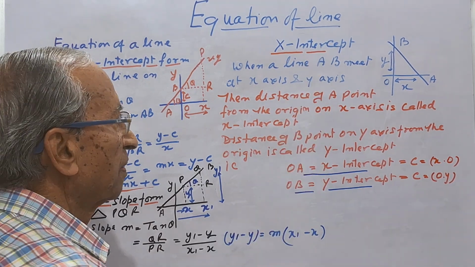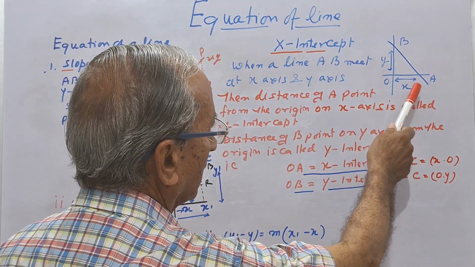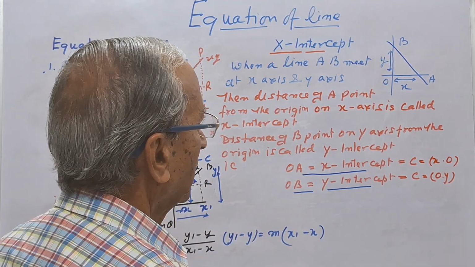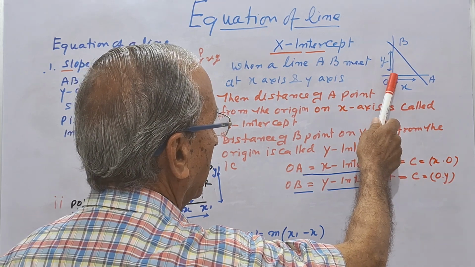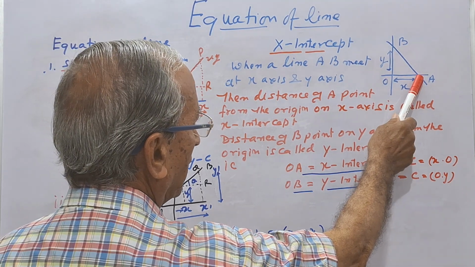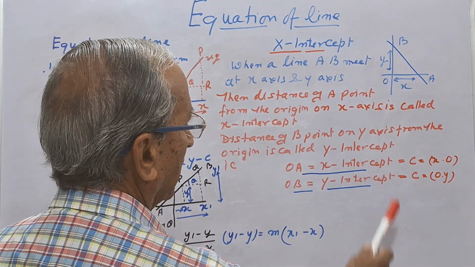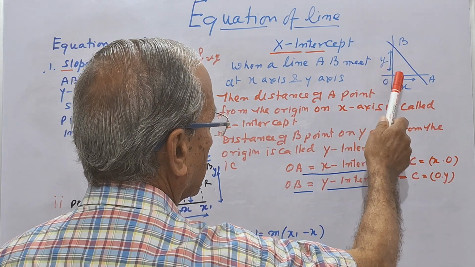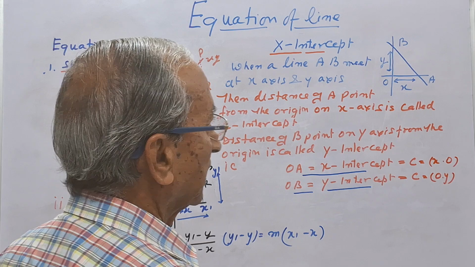What is intercept? You draw a straight line which cuts the x-axis and y-axis. It cuts the x-axis at point A and the y-axis at point B. Then the distance of point A on the x-axis from the origin and the distance of B on the y-axis from the origin. This distance is known as the intercept.